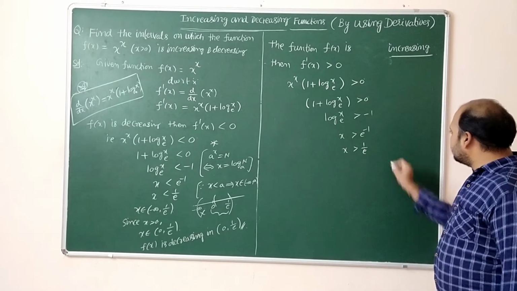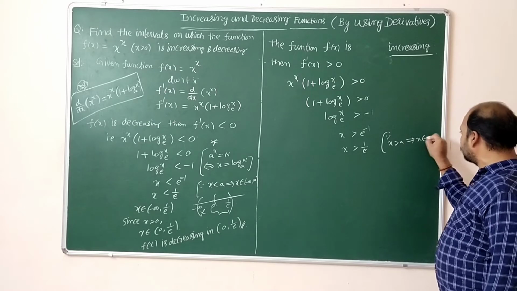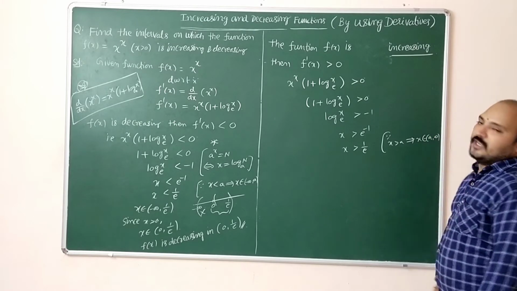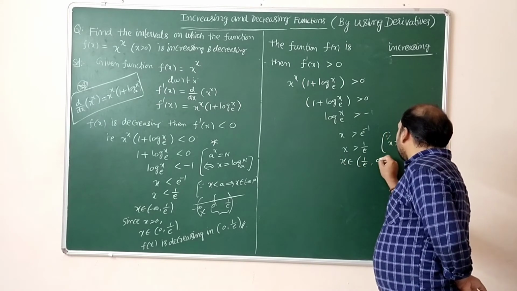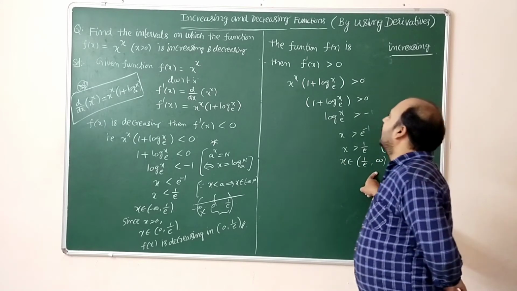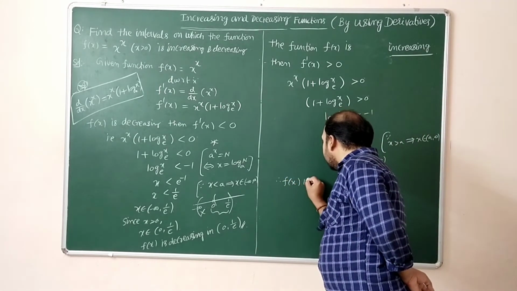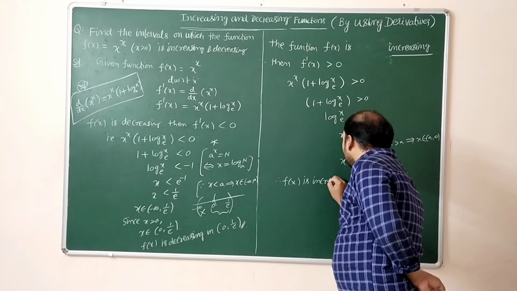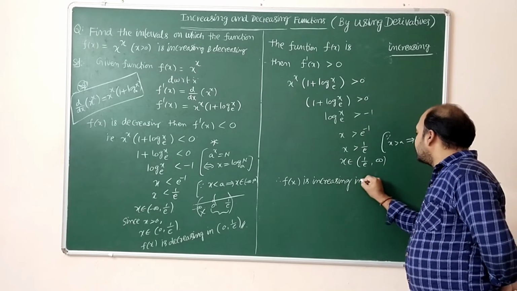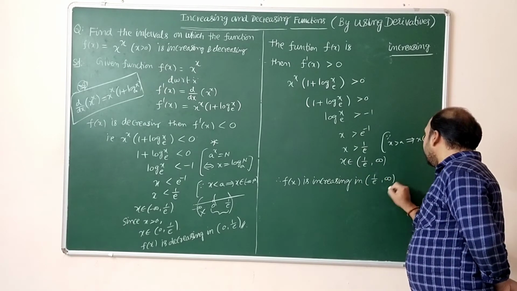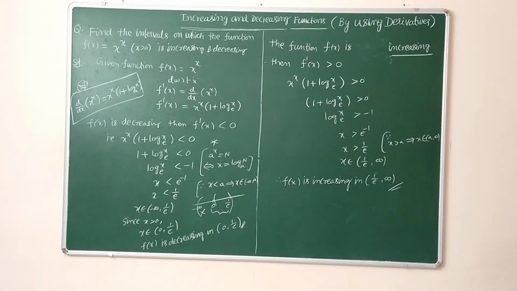x is greater than 1 by e. So x is greater than 1 by e means we have that x is greater than a. That implies x belongs to a to infinity. So x belongs to 1 by e to infinity. So in this interval the function is increasing. Therefore f of x is increasing. F of x is increasing in the interval 1 by e comma infinity. We will go to the next question, dear students.